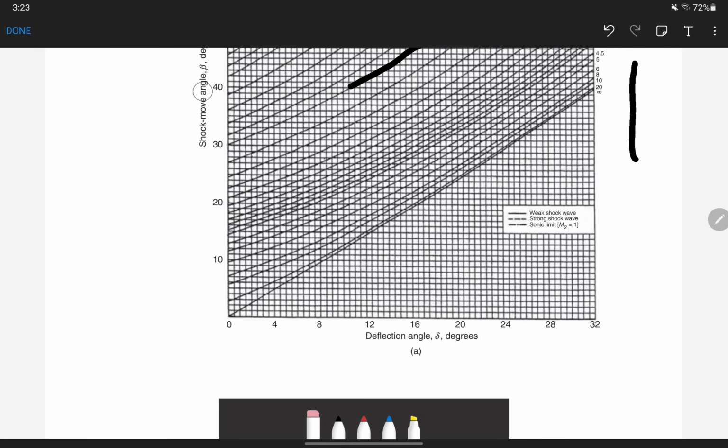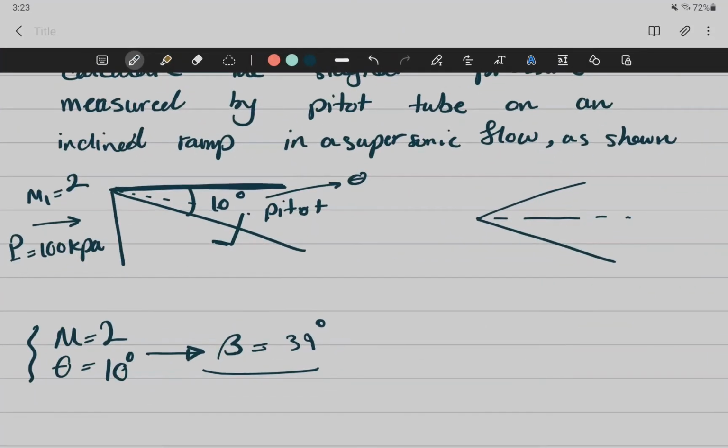Maybe. So what is the sonic limit in the legend? Like obviously it's a weak shock, strong shock. Is M2 equals to 1, right? Also that's like a trend line? This is the line in the middle. Let's just not complicate the matter. You are not going to use that. That sonic limit is the limit between the weak and a strong shock right there.